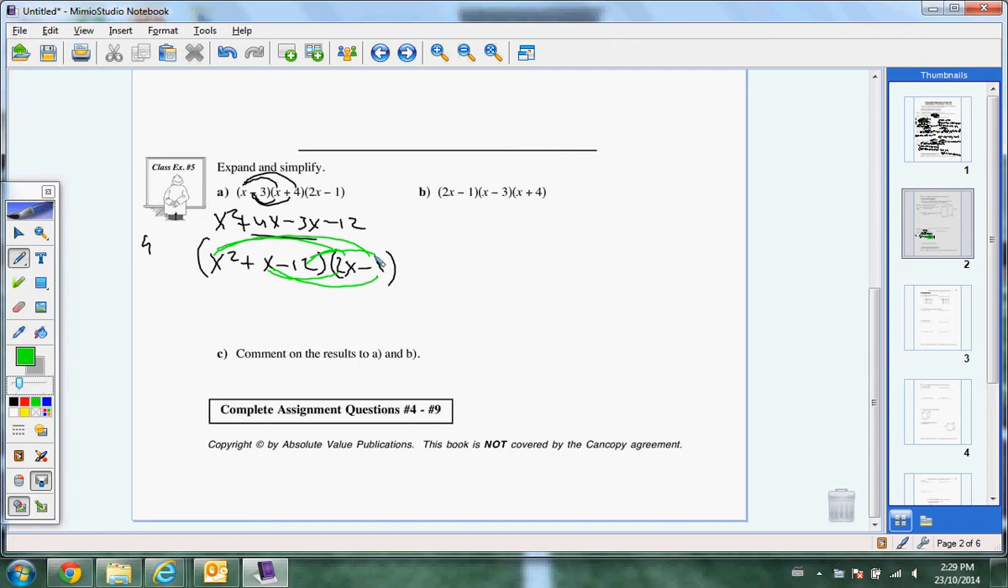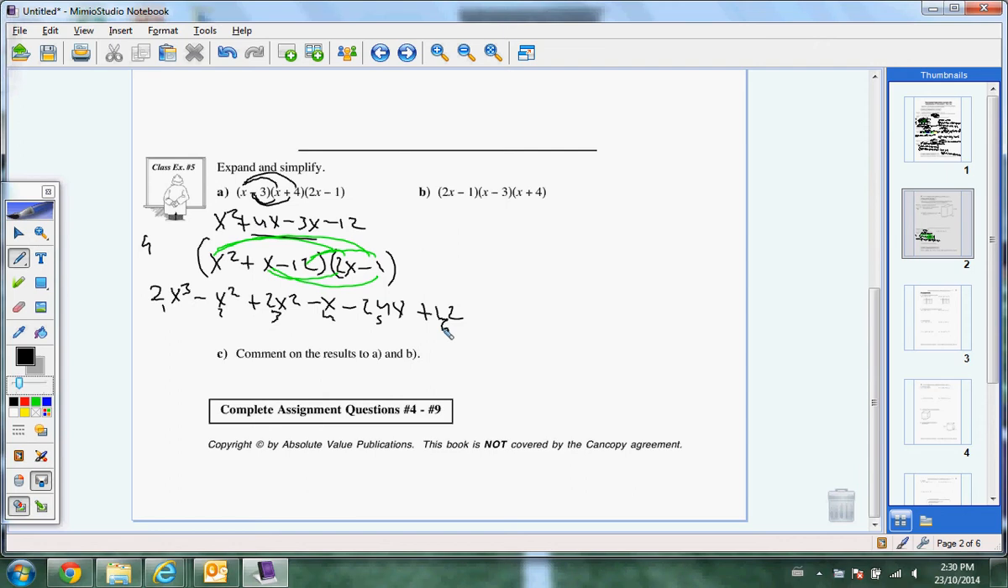Okay, so let's just go through this now. So x squared times 2x, that gives me 2x cubed. X squared times negative 1, that's a negative x squared. X times 2x, 2x squared. X times negative 1, negative x. Negative 12 times 2x, negative 24x. Negative 12 times negative 1, positive 12. And now I have 1, 2, 3, 4, 5, 6. That's what we're talking about, 6 terms.